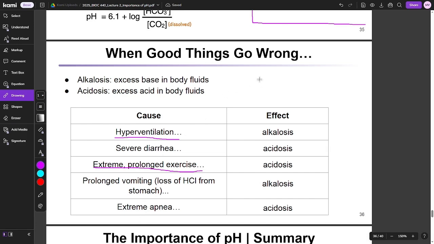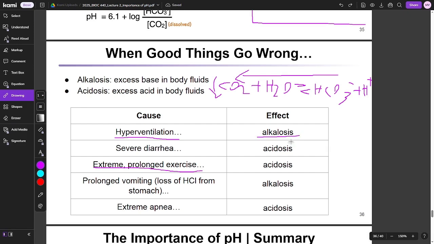So if we think about this, CO2 plus H2O. Think about this, hyperventilation, what does that mean? Decrease CO2, bang, decrease H+. Alkalosis, more basic. Perfect, that makes sense. For prolonged exercise, you would increase CO2 because your cells are producing more CO2. Go this way, make it more acidic. Acidosis, perfect, makes sense.